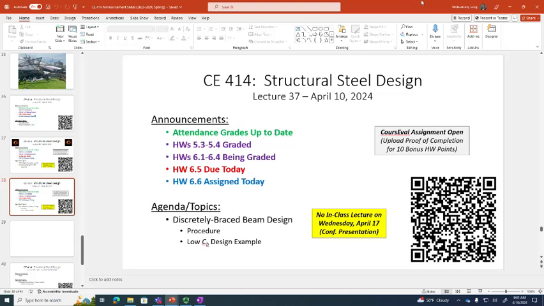Okay. All right. Today, what we're going to do is begin what I guess is our very last design topic in the class, which is discretely braced beam design. We're going to do it in 2 parts. The way I teach it, I look at what I call low CV value design and high CV value design. I'm using air quotes when I say that because you'll understand what I'm getting at once we start getting into it, okay?